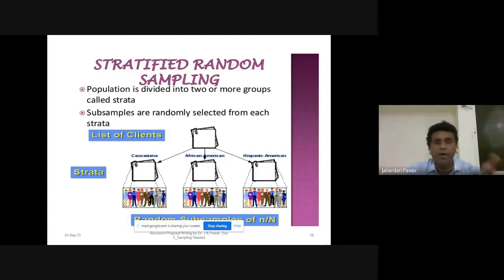In the first group, a number of people they have shown. In the second group also, a number of people they have shown. In the third group also. People are selected from those particular groups or strata, and whatever is the final number after considering those three strata or groups, that particular number is called what?